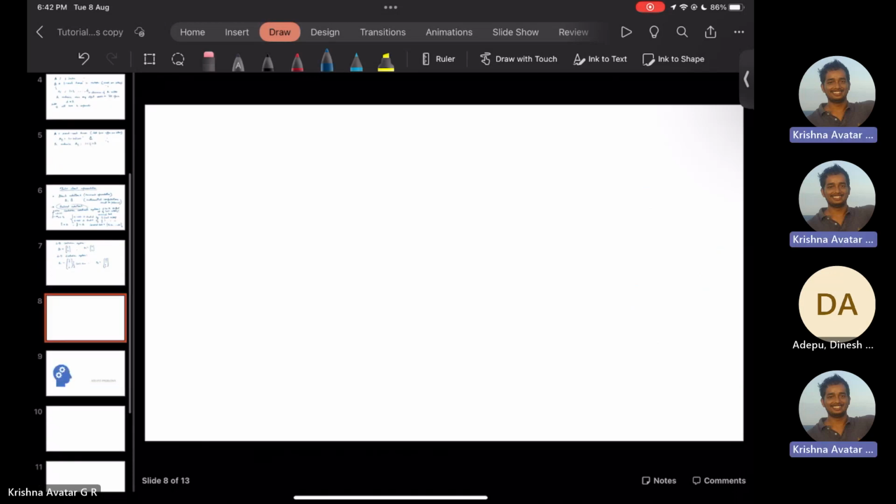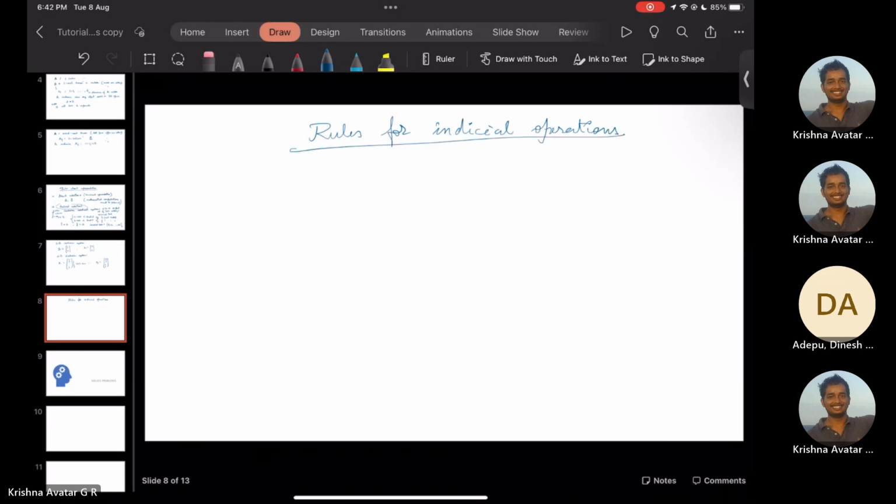Okay, now let's start with studying some of the rules of these indices. I'll just call it rules for indicial operations.